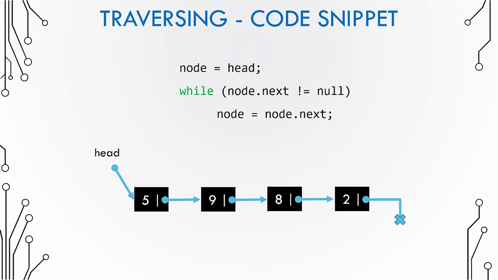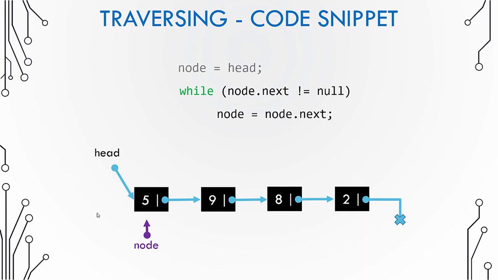So this code snippet is from the C language. In the last video, we saw the structure of a linked list node. So this code snippet builds on that structure. So the first step is to make a copy of the head pointer. This is needed because if we change the value in the head pointer, we mess up the pointer to the first node and then essentially lose access to the linked list. So we have made a copy of the head pointer. We call it the node pointer.